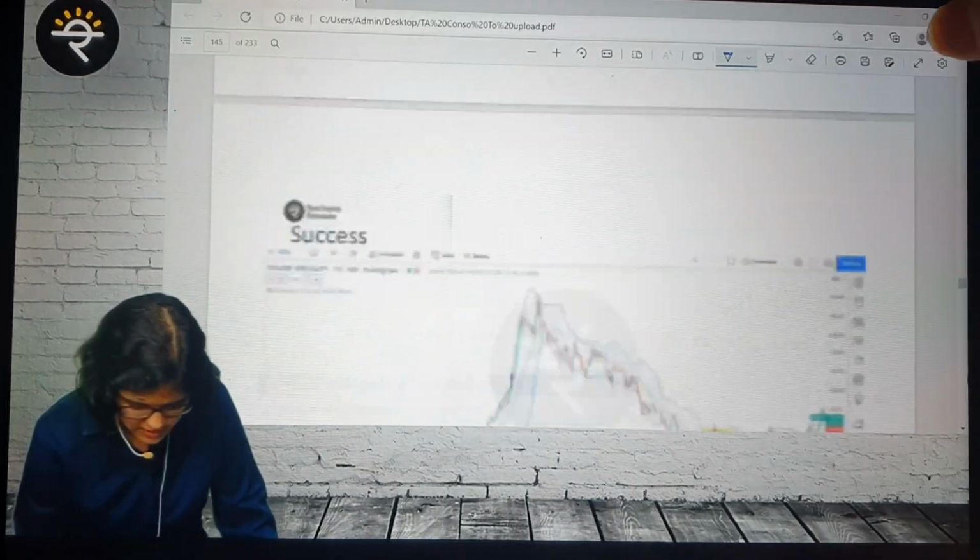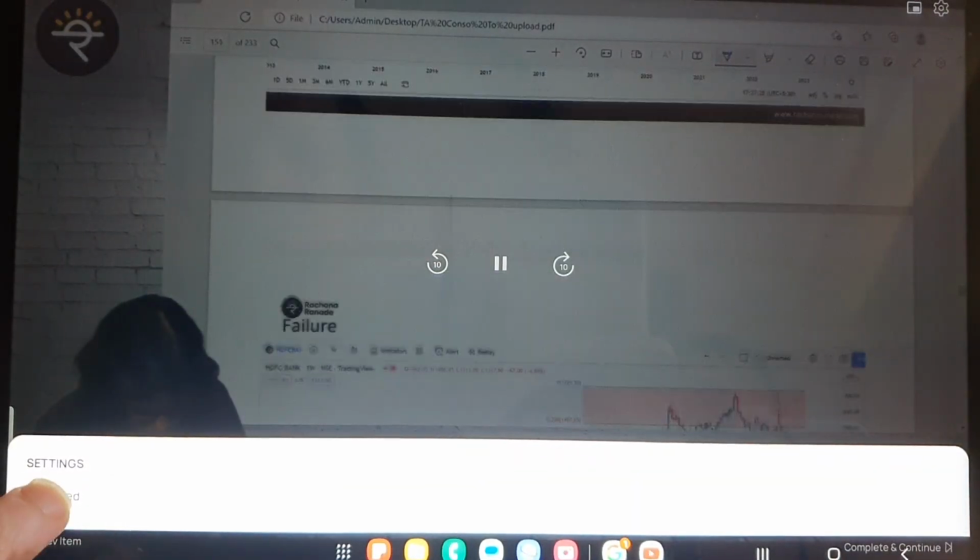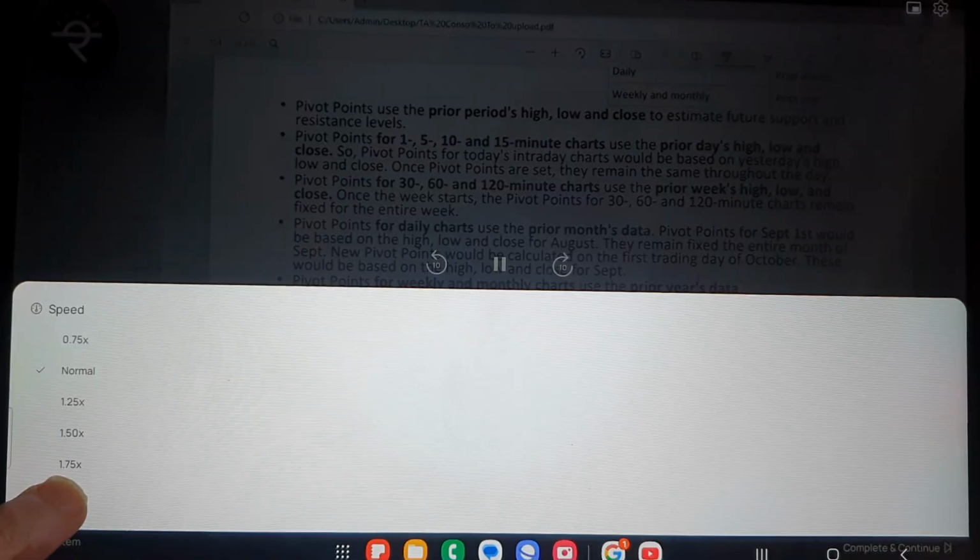Indicators that we discussed yesterday. Bollinger Band, pivot point.